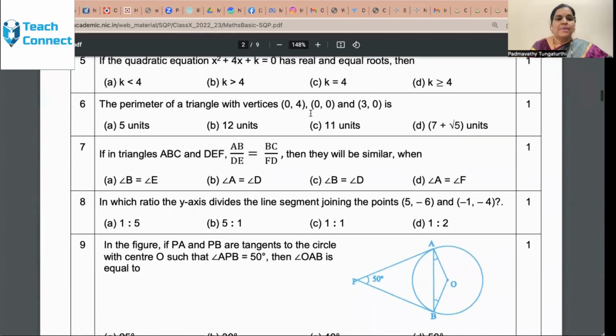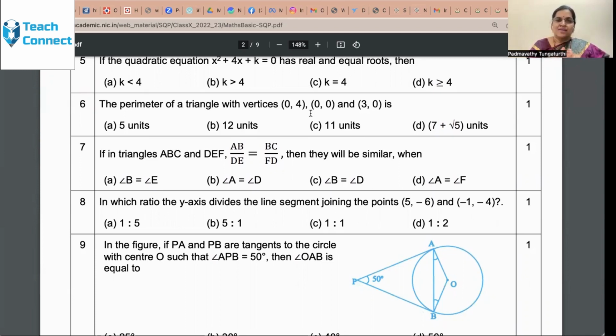Next. The perimeter of a triangle with vertices 0, 4, 0, 0 and 3, 0. This is an oral problem. But why is it given for grade 10? That's very important. The perimeter of the triangle, vertices. During the classroom, let the child draw this on a graph sheet. Effort has to be taken, teachers. Let them draw on the graph sheet.